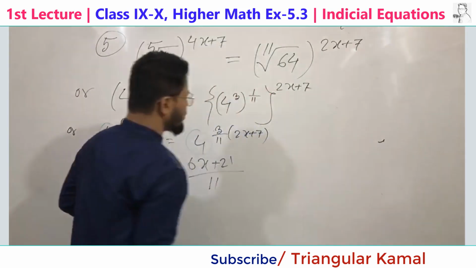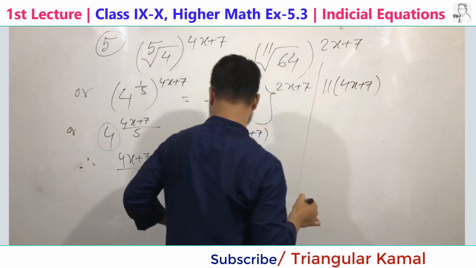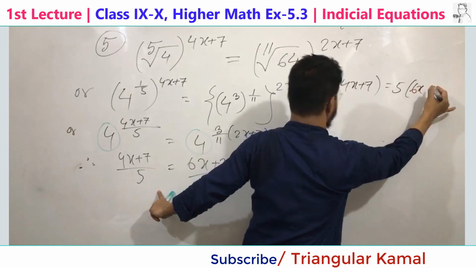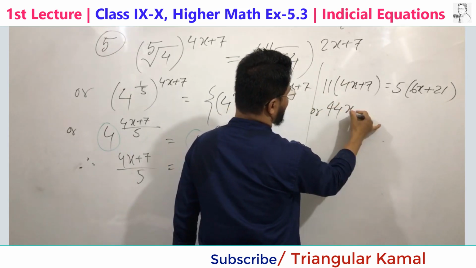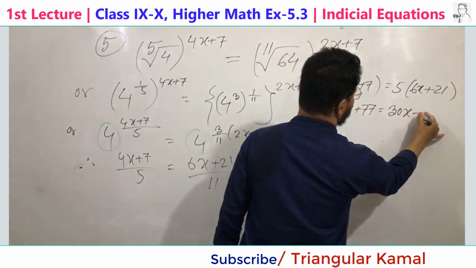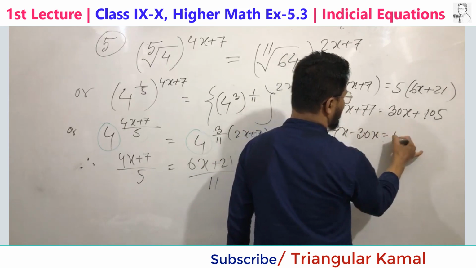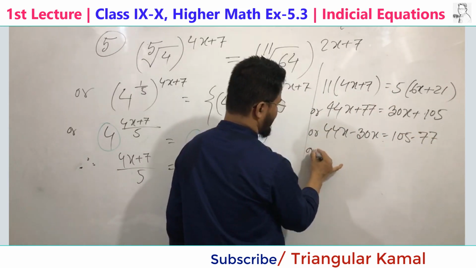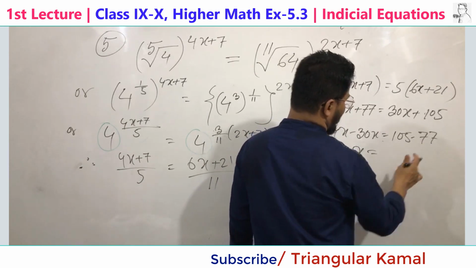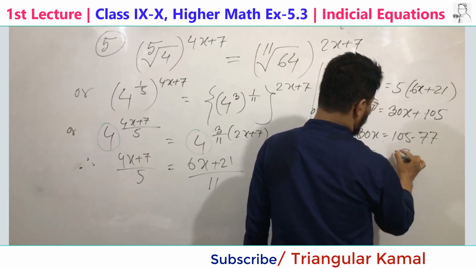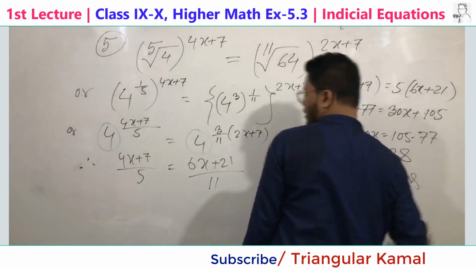Okay, do cross multiply, you will get 11 times (4x + 7) equals 5 times (6x + 21). Or this is 44x + 77 equals 30x + 105, since 5 times 1 is 5, 5 times 2 is 10. Then 44x minus 30x equals 105 minus 77. This one will be 14x equals 28. Now x will be 28 divided by 14 equals 2, which is our final answer.